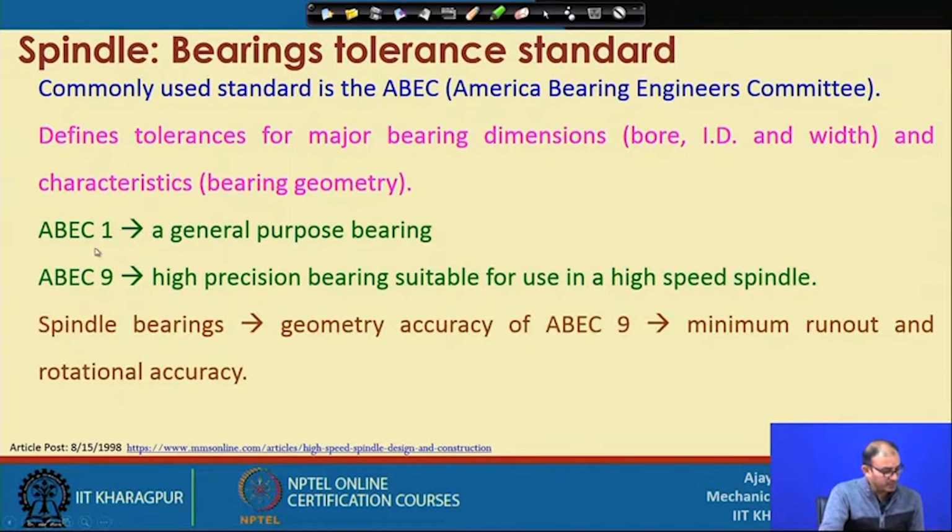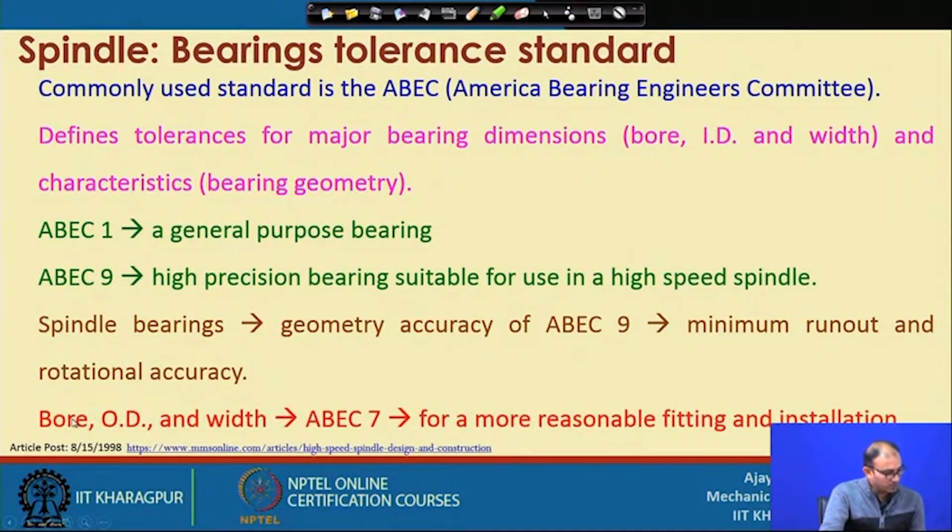So, how can you decide which one is best for you? When you are making a spindle bearing, geometric accuracy should be ABEC 9, because we need very high precision, we want to minimize the run out and maintain the rotational accuracy. Minimizing run out is very important, because we do not want it to rotate in any way other than concentric rotation. So, this is for the geometry of this bearing.